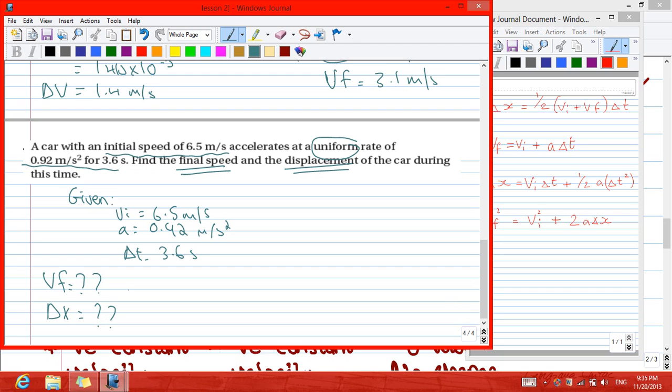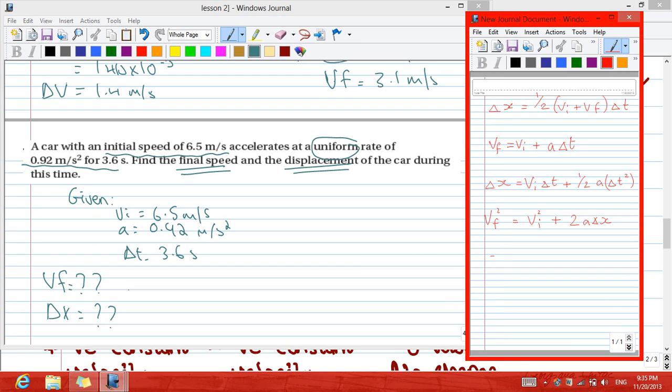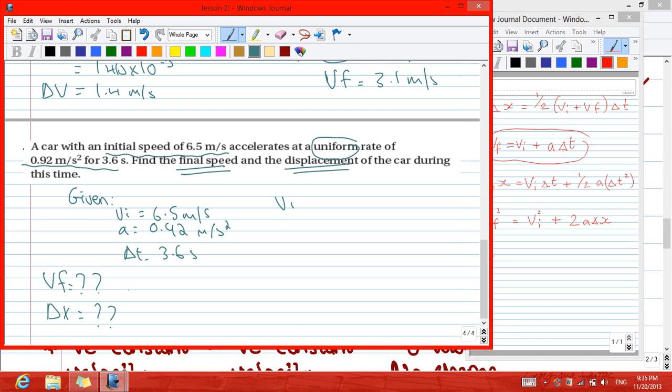Okay, so if we want to find the Vf, which equation has the Vi, A and delta T? The second one. As you can see, everything is given: Vi, the A, the delta T, and the Vf is the one we're going to find. So what we do is we replace. We write the rule here again. So Vf equals Vi plus A delta T. And here we easily just start replacing it.